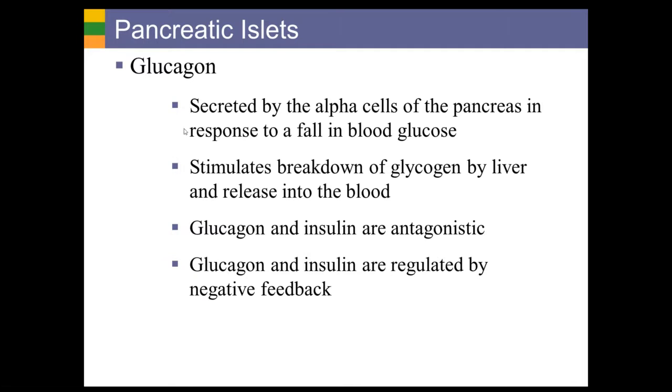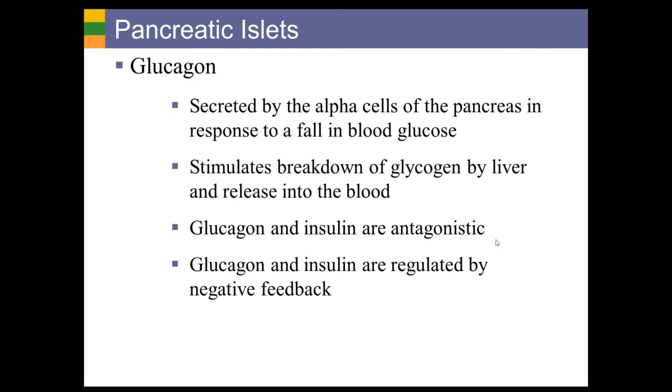To maintain blood sugar levels, those alpha cells release glucagon. The glucagon targets the liver that stored that glycogen, and it says, hey liver, blood sugar levels are dropping. Now it's time to break down that glycogen to release glucose into the blood. Okay? So glucagon and insulin are antagonistic. They control the same variable, but they have opposite effects.